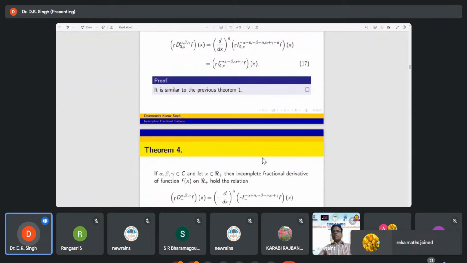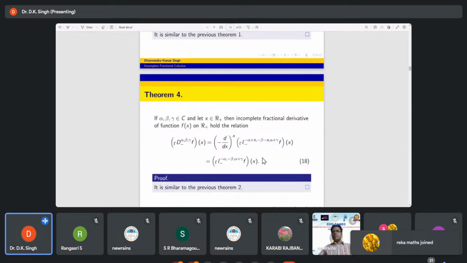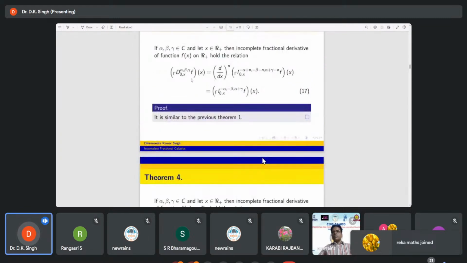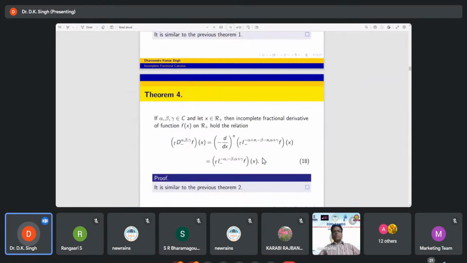Now we have another theorem for the incomplete fractional derivative. In this third theorem, we were earlier discussing 0 to x, that means the D plus. Now we are discussing the minus, so we are using the limit of integration x to infinity. Here alpha, beta, gamma belong to C, and let x belong to R. The incomplete fractional derivative of the function f(x) on R holds the relation.